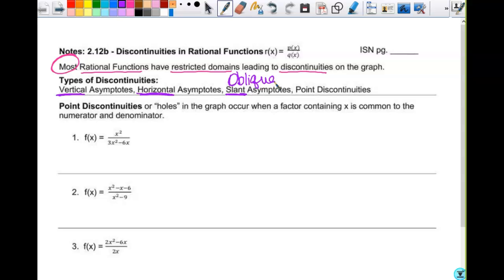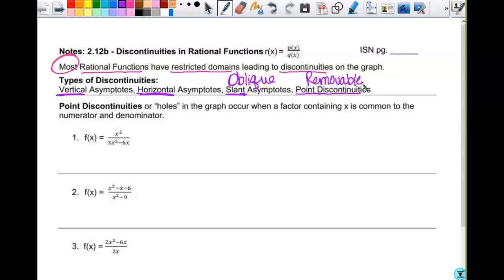All right, then I have point discontinuities. Anybody remember what the other word for that was? It's a longer word, starts with an R. Removable. Okay, and so we're going to say point. You'll see point most of the time, but removable is fine too. So just know that they can both pop up.